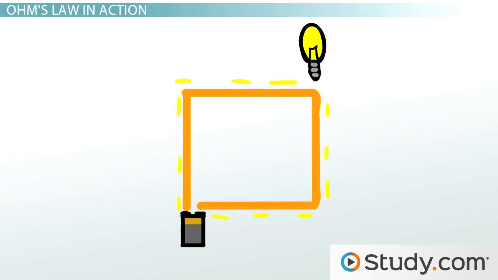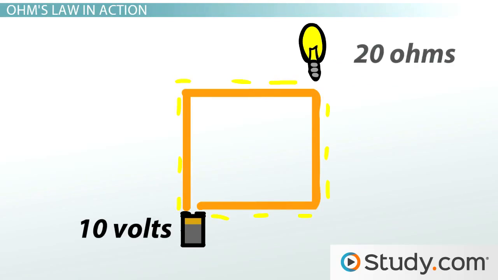Here is a simple electric circuit that we'll use to do our examples. Our voltage source is a battery that is connected to a light bulb, which provides resistance to the electric current. To start off with, let's say our battery has a voltage of 10 volts, the light bulb has a resistance of 20 ohms, and we need to figure out the current flowing through the circuit.